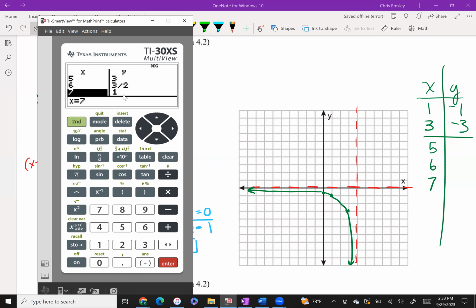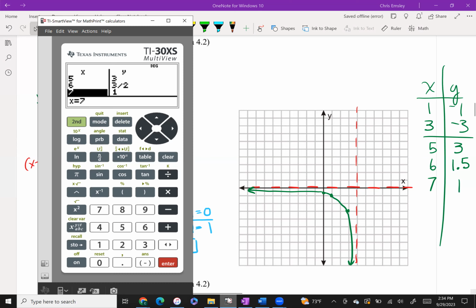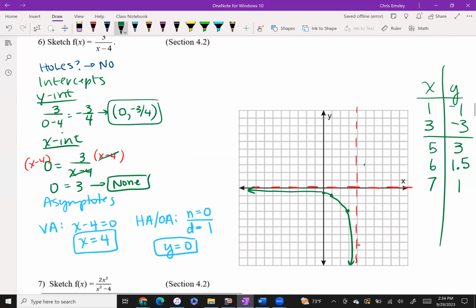So when x equals 5, y equals 3. When x equals 6, we have 3 halves, or maybe easier to think of that as 1.5 when you're graphing. And when x equals 7, y is equal to 1. So let's plot those points. 5, 3 would be here.